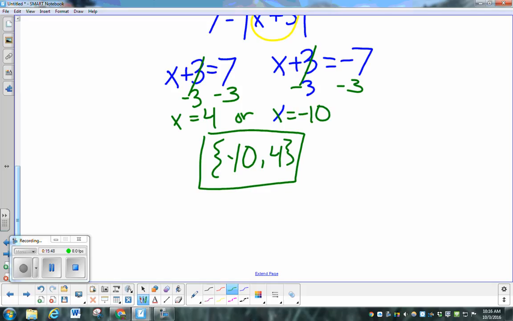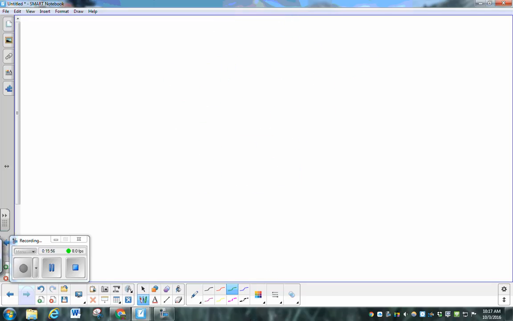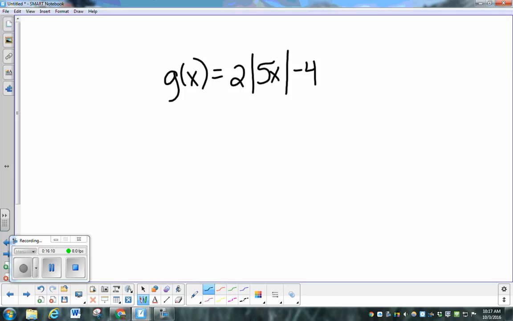All right, let's try one. So that was about halfway. I want you to write down g of x equals 2 times the absolute value of 5x minus 4. And we're going to find all x that make our g of x equal 10.